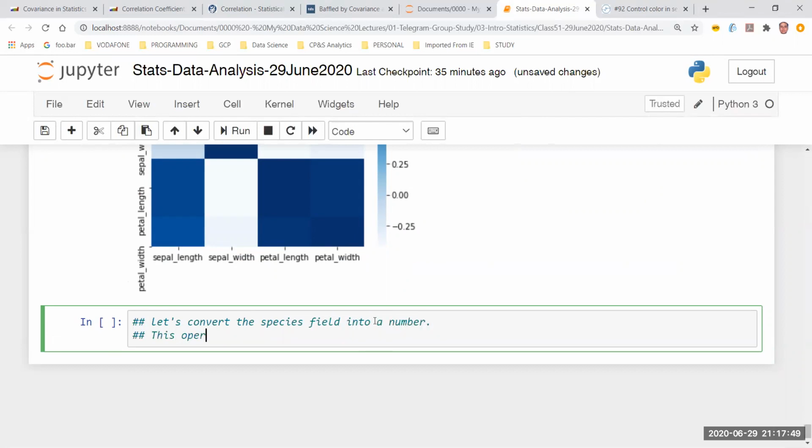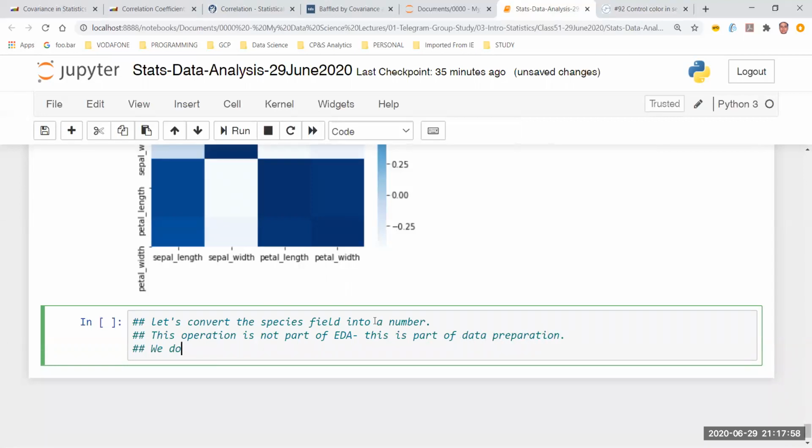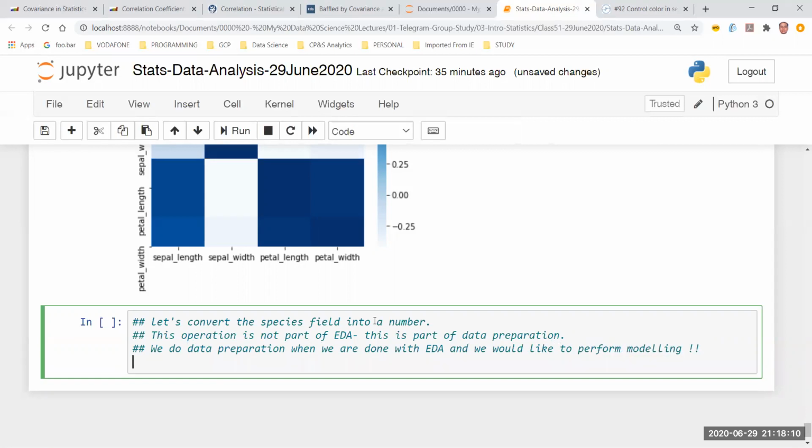Okay, this operation is not part of EDA. This is part of data preparation. We do data preparation when we are done with EDA and we would like to perform modeling. So we are skipping a few beats over here, but it will be an interesting thing for you to note. We can use a library to do the process of converting or representing any categorical variable.